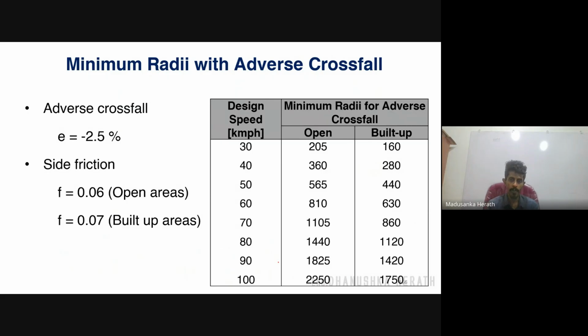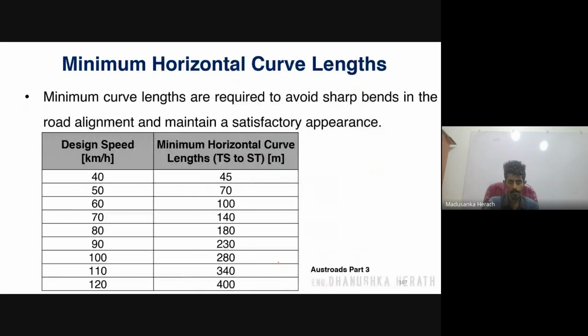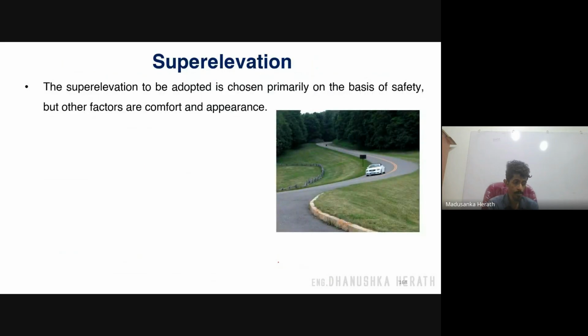Then the side friction is 0.06 for open areas and 0.07 for built-up areas. Right, so these are minimums. Then we'll go to the super elevation part.